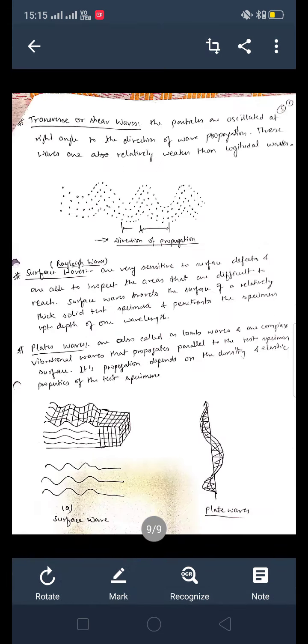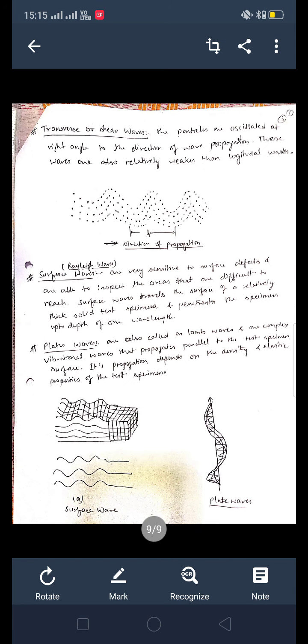So my dear student, you have the notes; see the notes, note down and draw the diagram for a better understanding. Here unit number 4 of non-destructive testing is finished. We will move forward to unit number 5 in my next video.